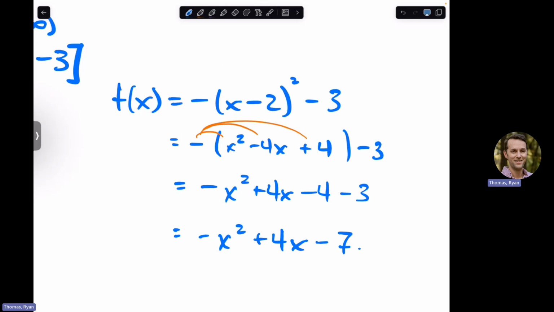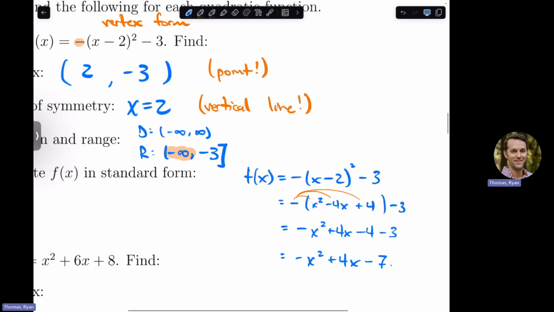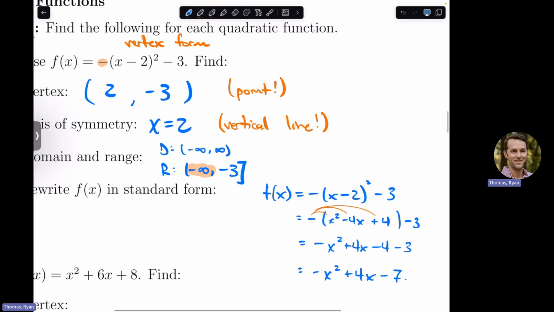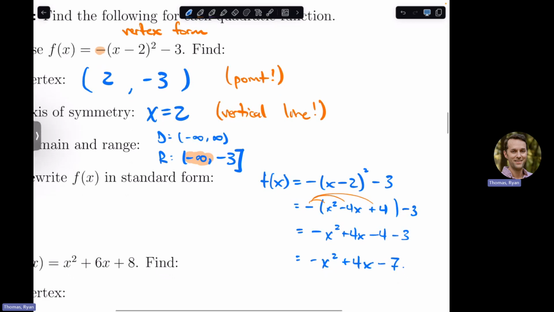So there's the equivalent function in this standard form, where we're just writing in descending order. Now, again, it's the same function. That means it's got all the same stuff: the vertex, the axis of symmetry, the domain, the range, the fact that it's opening down. All of that is the same because I didn't change anything except for how I'm writing it.